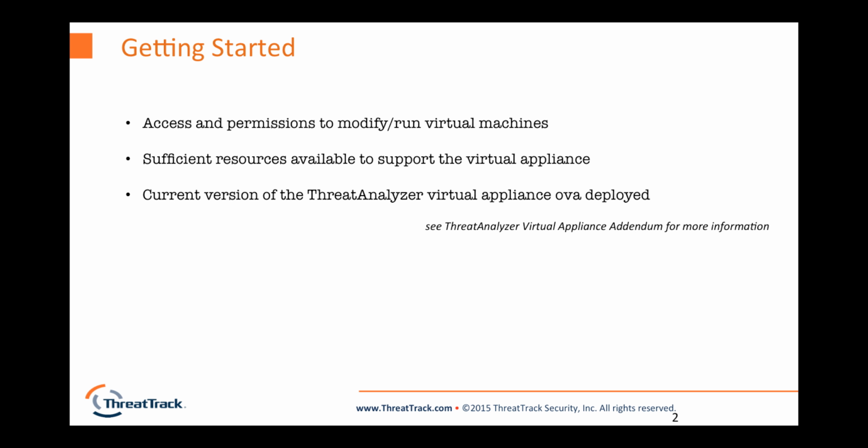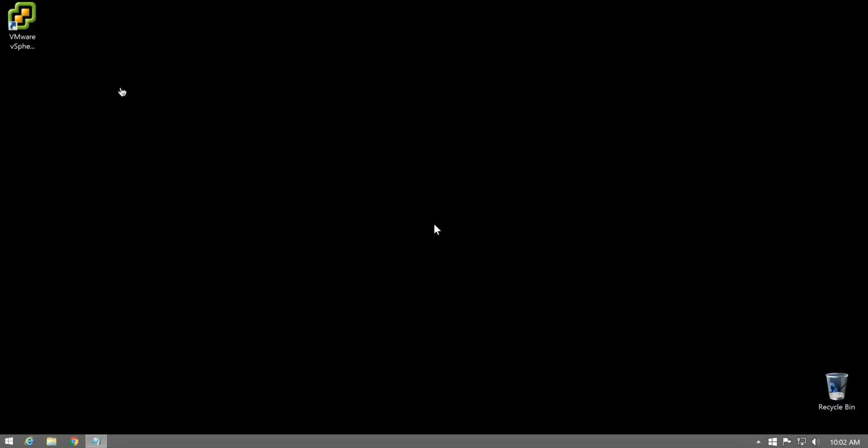Getting started. First, we'll need access and permissions to modify or run virtual machines, sufficient resources available to support the virtual appliance, as well as the current version of ThreatAnalyzer Virtual Appliance OVA deployed. For more information, please see the ThreatAnalyzer Virtual Appliance Addendum. All right, so let's go ahead and get started.